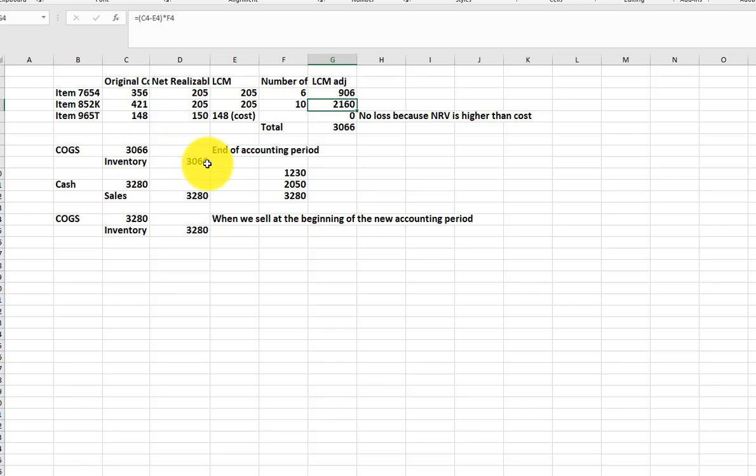Now that is going to lower our inventory down to this 205 for these ones. All right. So when we sell these ones that we had a loss on, just the ones that had a loss, we're going to sell them for 205. We're going to sell 16 essentially at 205. And that's going to give us cash of 3280 and credit sales of 3280. Again, you could do two journal entries, one for each of the items, if you want to do them separately.